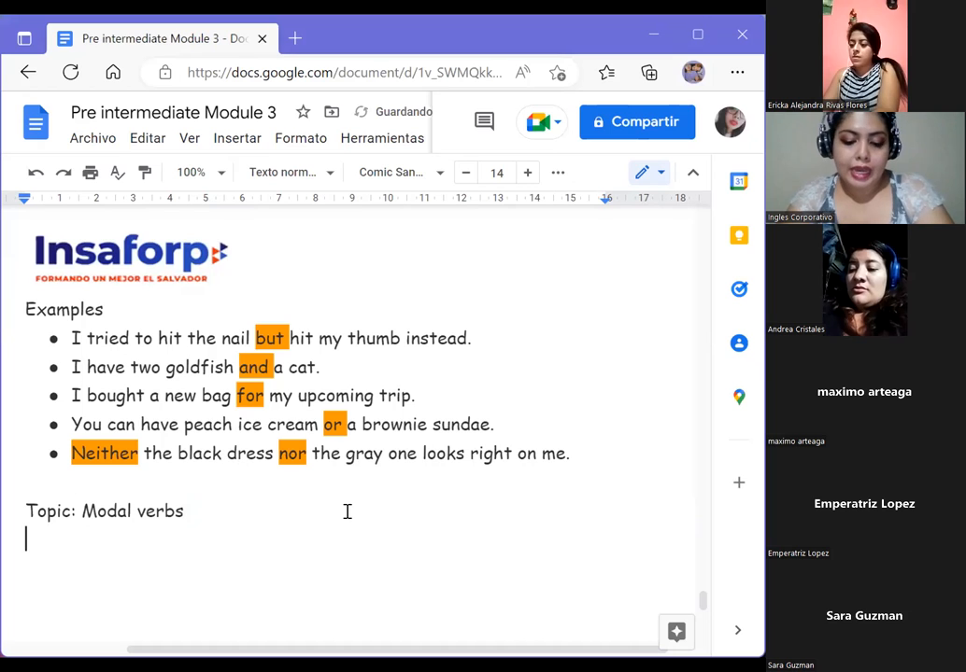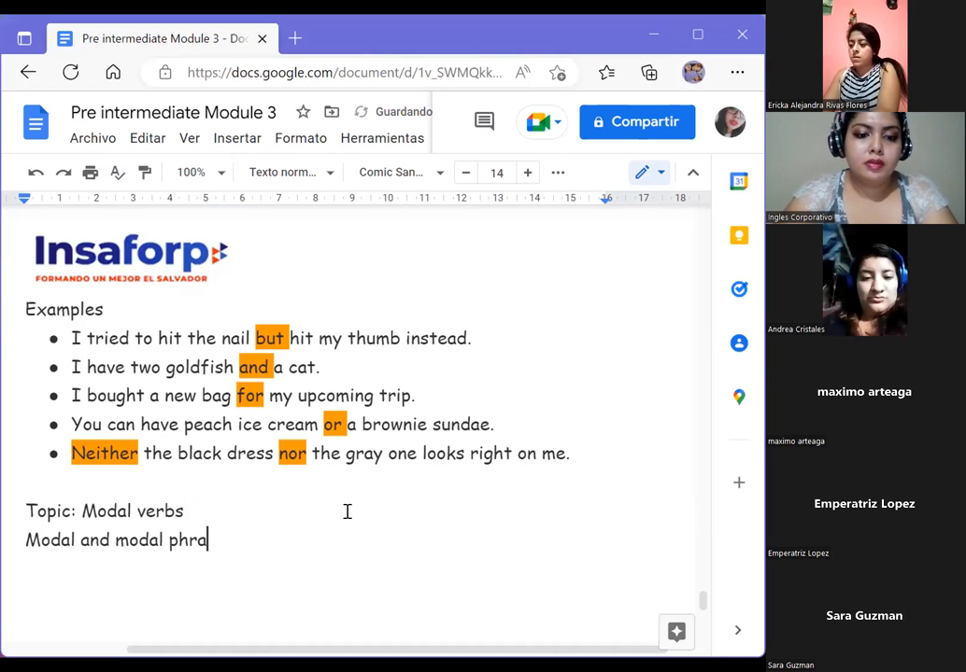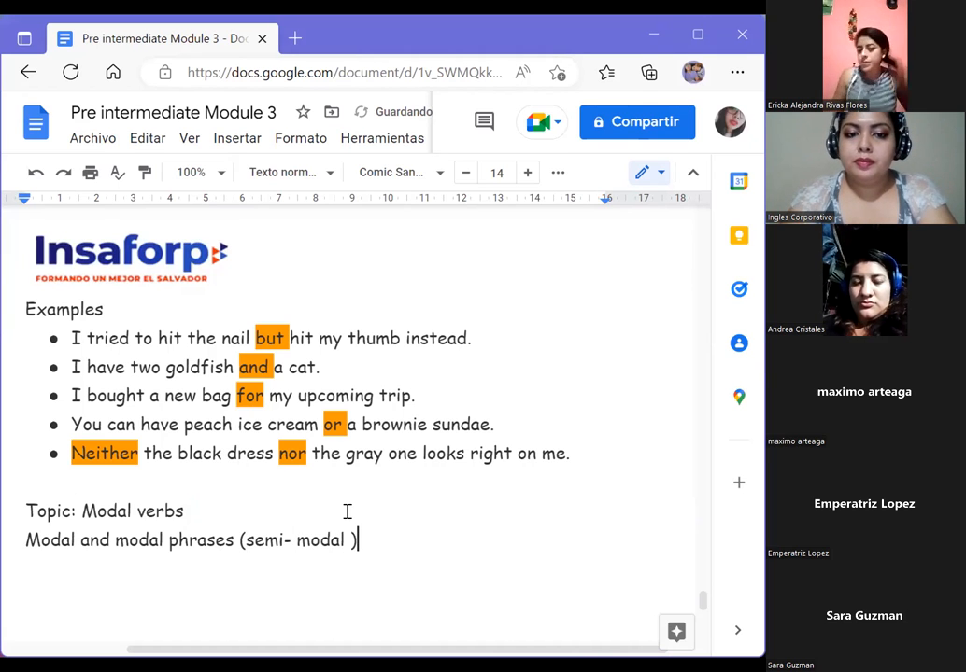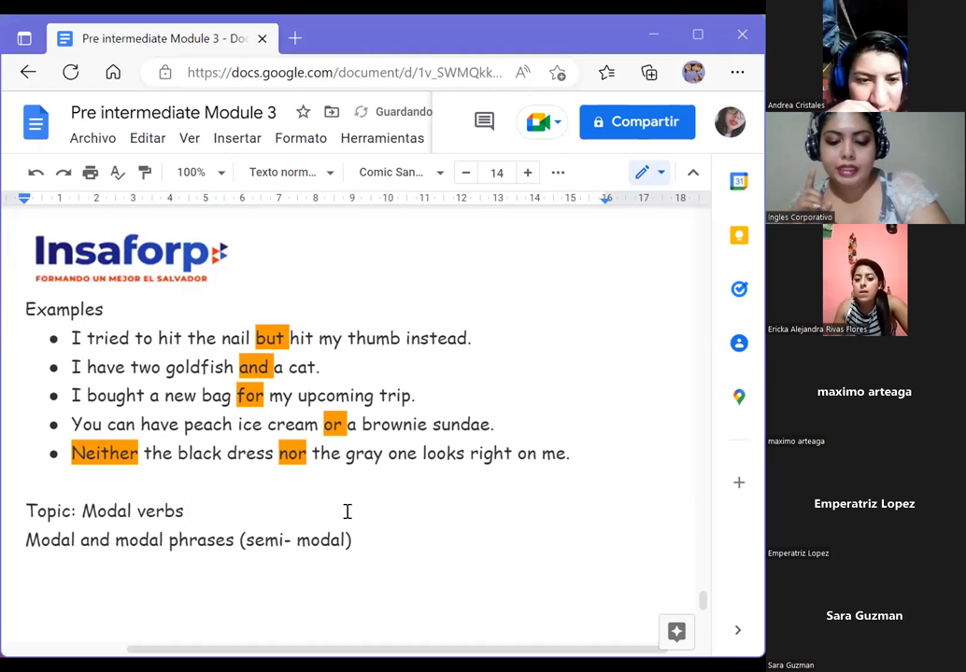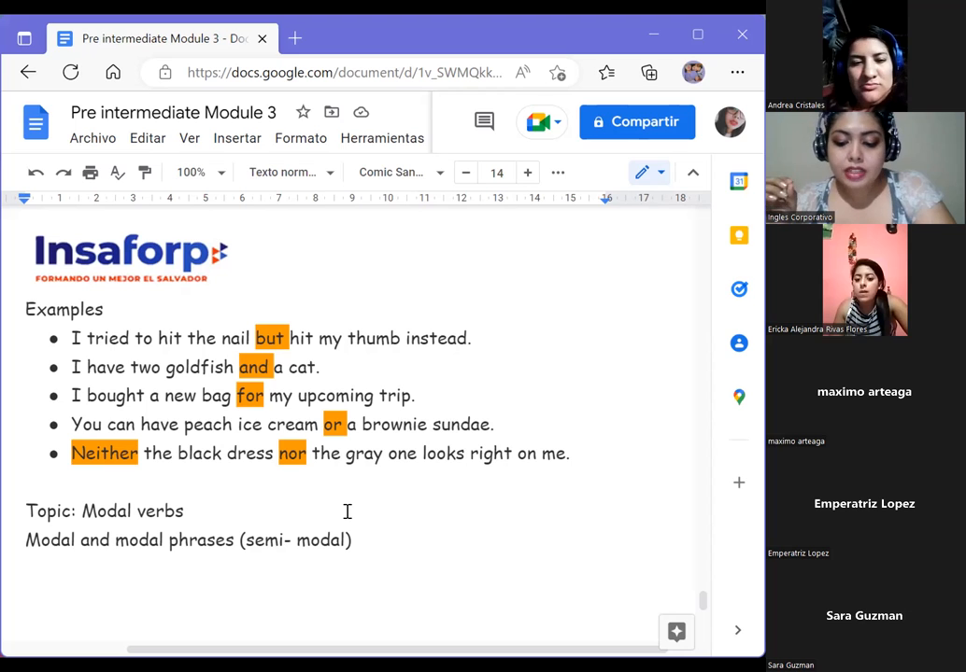Okay, now we are going to see modals and modal phrases, which we can call semi-modals. So first, it says that a modal is a type of auxiliary or helping verb that is used to express ability, possibility, permission, or obligation. Modal phrases or semi-modals are used to express the same things as modals, but are a combination of auxiliary verbs and the preposition to. And we are going to see what the modals are.